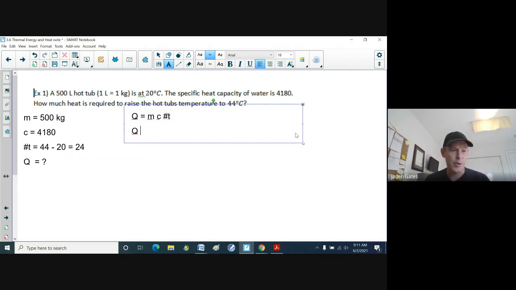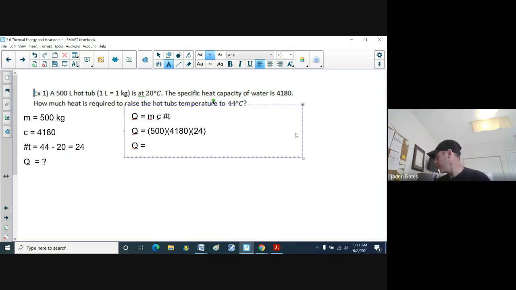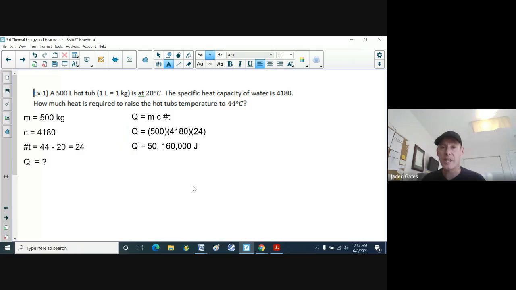Now I'm just substituting in my values here. The mass is 500 liters, same as 500 kilograms. Specific heat capacity, 4,180. And the change in temperature is going up 24 degrees. If I just multiply those three values, I'm going to get a big number, aren't I? Let's see here. Whoa, I get 50,160,000 joules of energy it would take to heat up that hot tub.